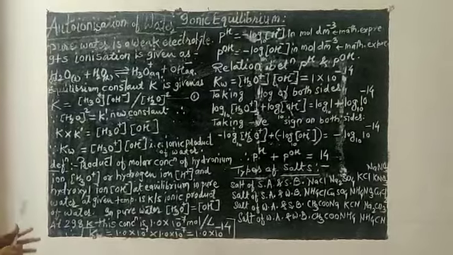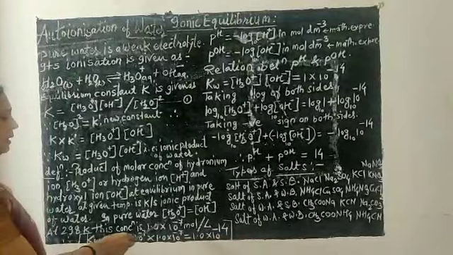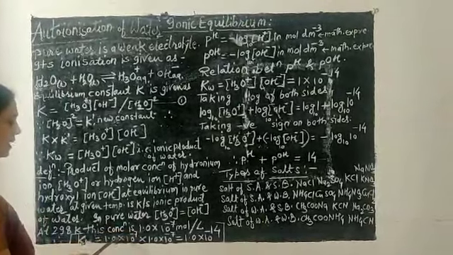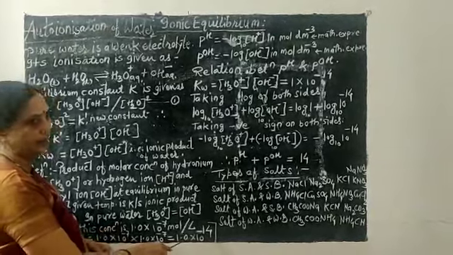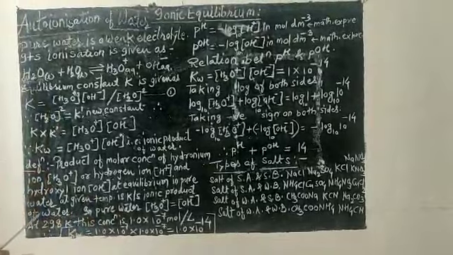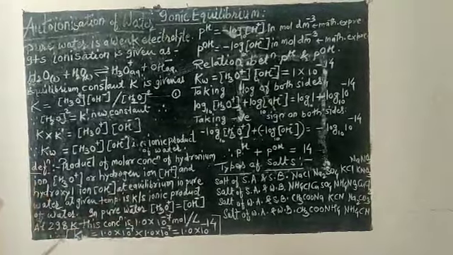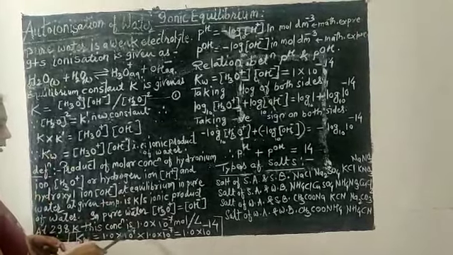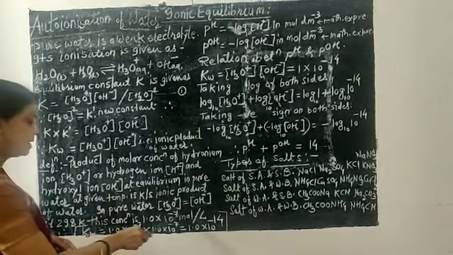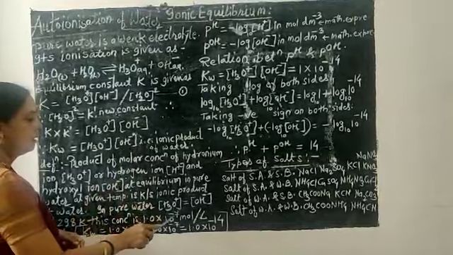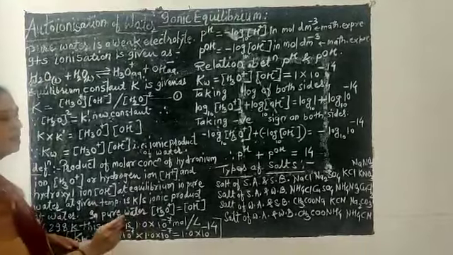And this value is found at 298 Kelvin. This concentration, that means the concentration of H3O+ ions, is found to be 1 into 10 to the power minus 7 moles per liter. Since in pure water the concentration of H3O+ and OH− ions is the same, the value for the H3O+ ion concentration is 1 into 10 to the power minus 7. Also, for OH− ion concentration, the value is 1 into 10 to the power minus 7.